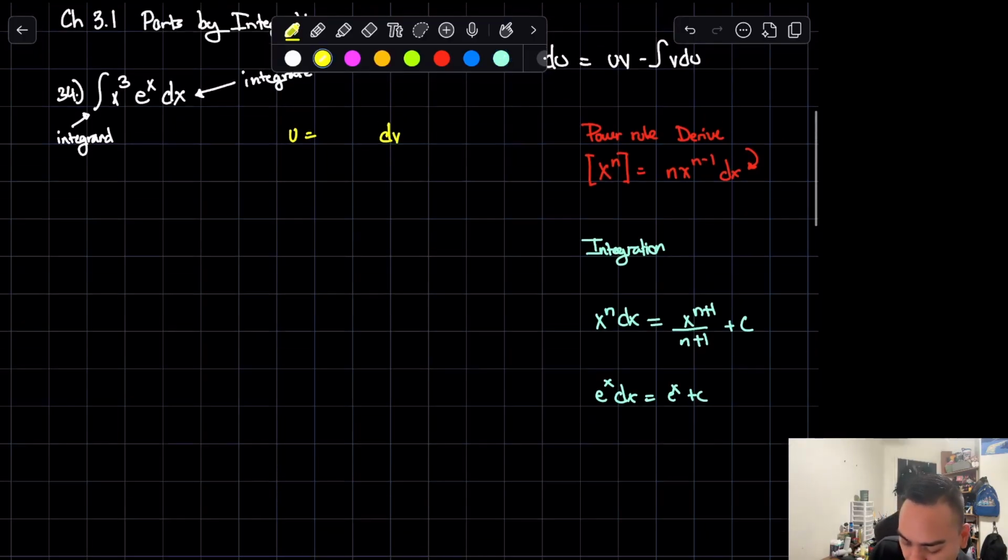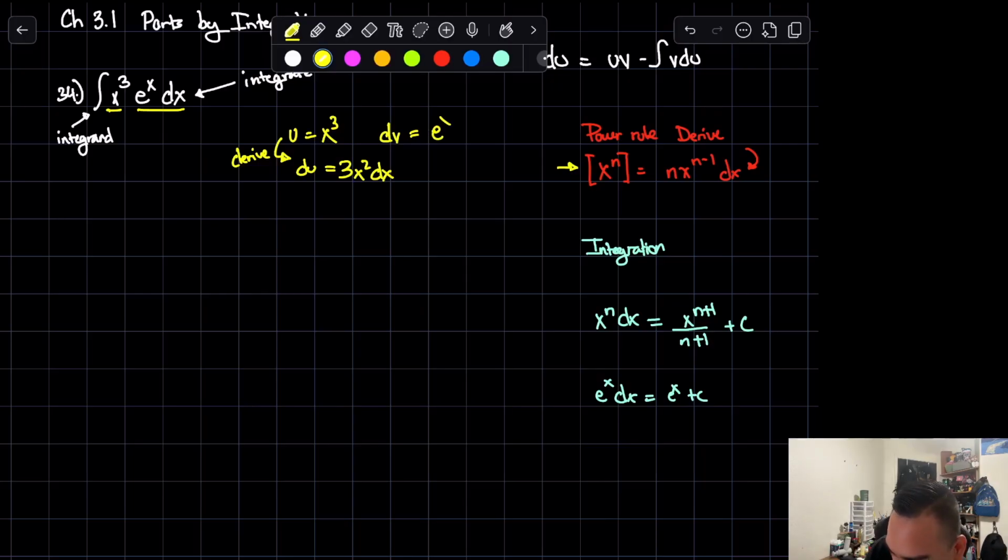So let's select our u. Our u is going to be x cubed, and we're basically just going to derive it. It's going to become du is equal to 3x squared dx. We are following this rule right here. Now, dv is going to become everything else that's in it, so e to the x power dx, so e^x dx. And then if we integrate that, that's going to be our v.